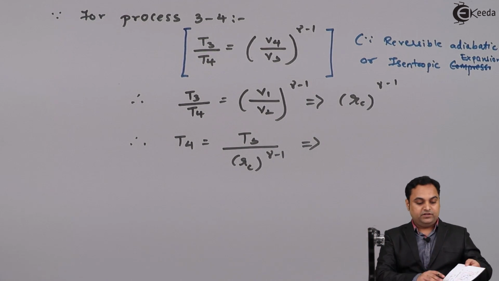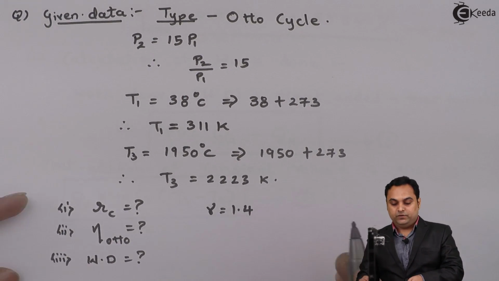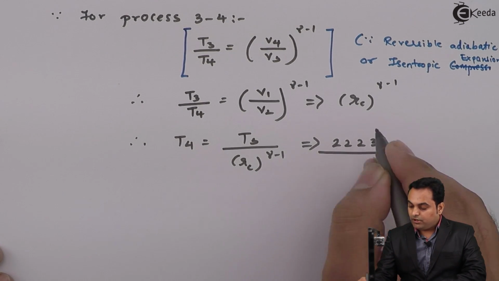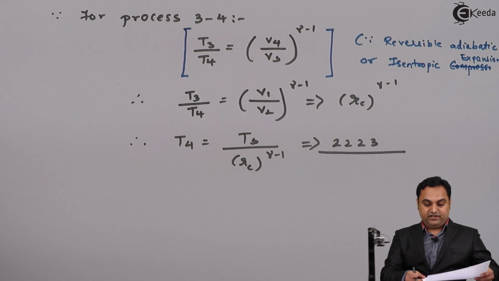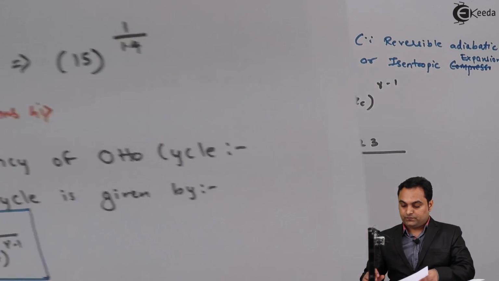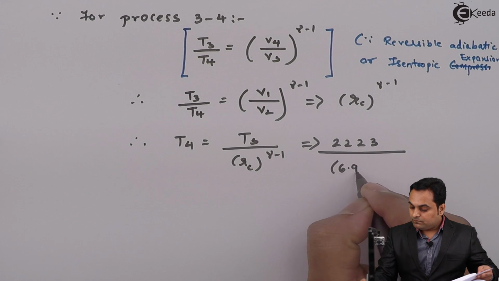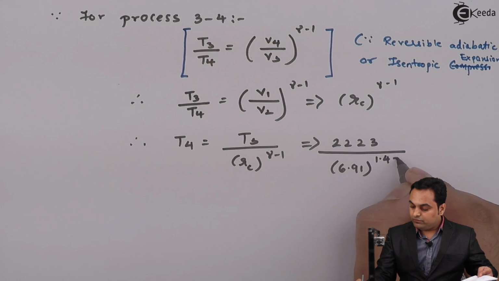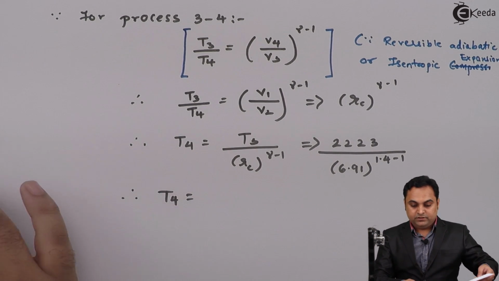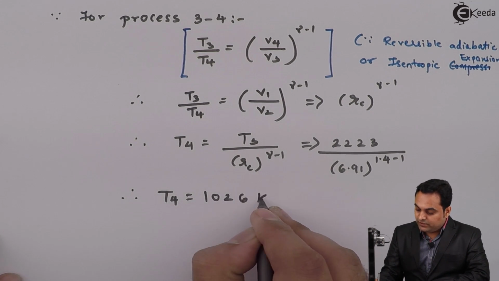T3 given in the problem is 2223 Kelvin upon RC. RC value was our first answer. It was 6.91, gamma 1.4 minus 1. So from this I'll get the answer of T4, and it comes out to be 1026 Kelvin.